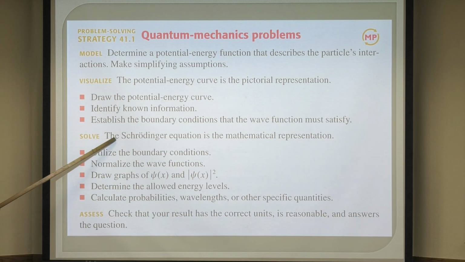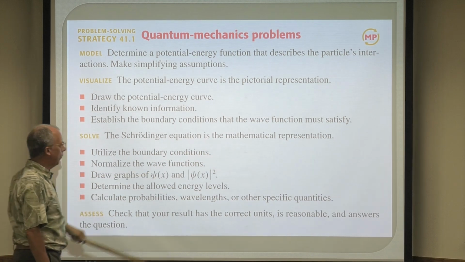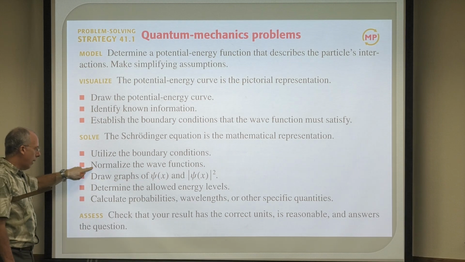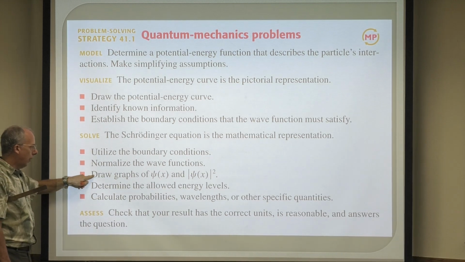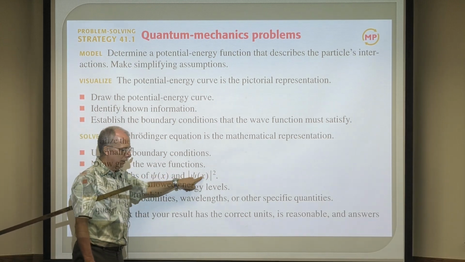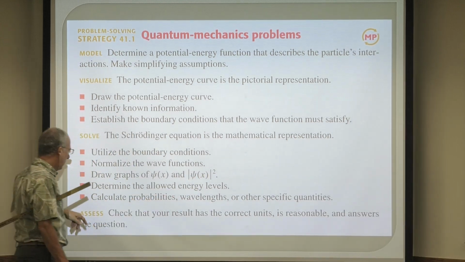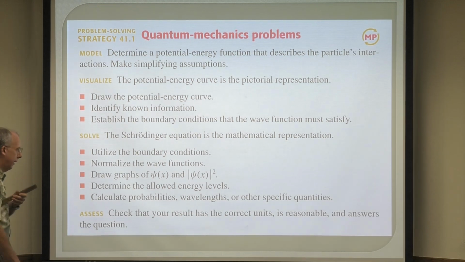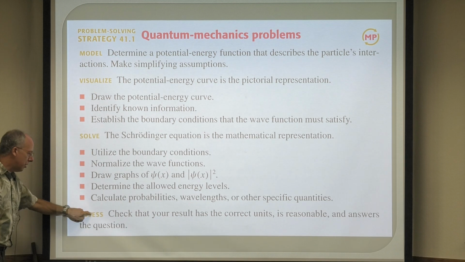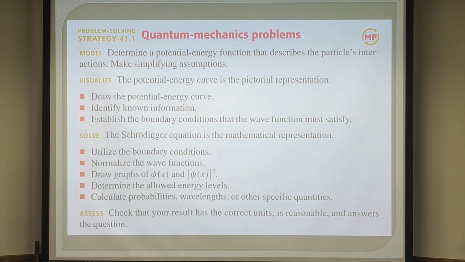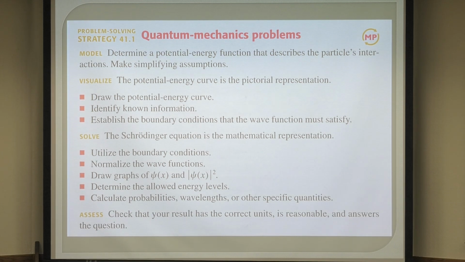The Schrodinger equation is like the mathematical representation. So utilize the boundary conditions and normalize the wave function. If you want to, you can draw graphs of psi and psi squared, which of course gives you indications of the probability density. Determine the allowed energy values, calculate whatever you want to calculate. And don't forget to assess. Make sure everything you've done is reasonable: correct units, answers are reasonable, answers the question.